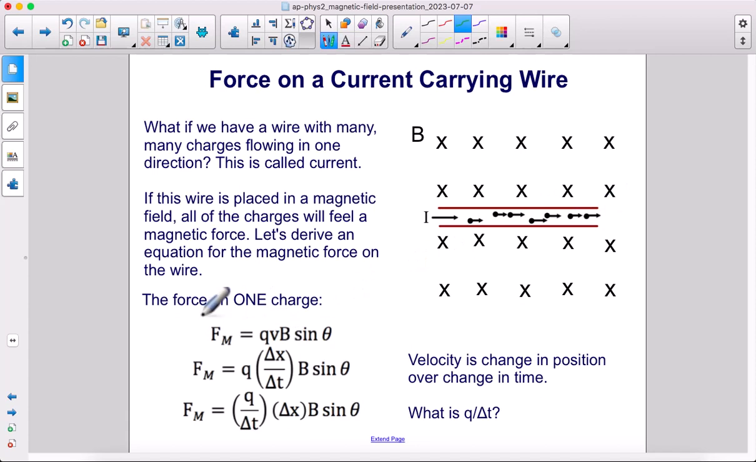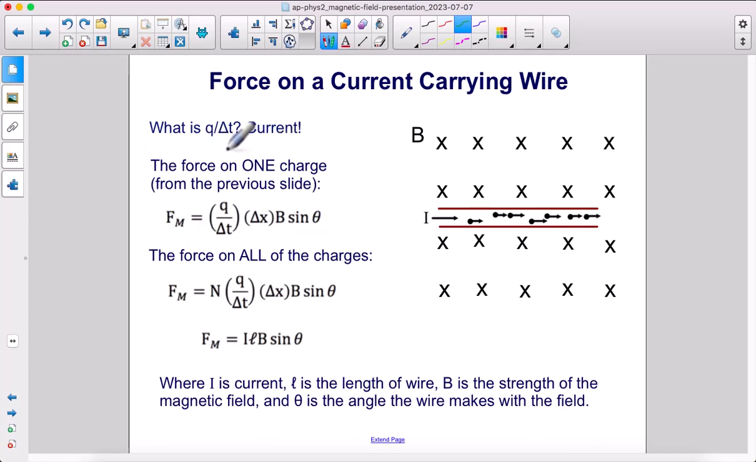So let's start with the force on one charge. The magnetic force on one moving charge is given by this equation on the equation sheet. But what is velocity? Velocity is distance over time, right? The change in displacement over time. And then if we just rearrange this a little bit, take this time, put it under that Q there, what is Q divided by time? Q over T, charge per time, that's current.